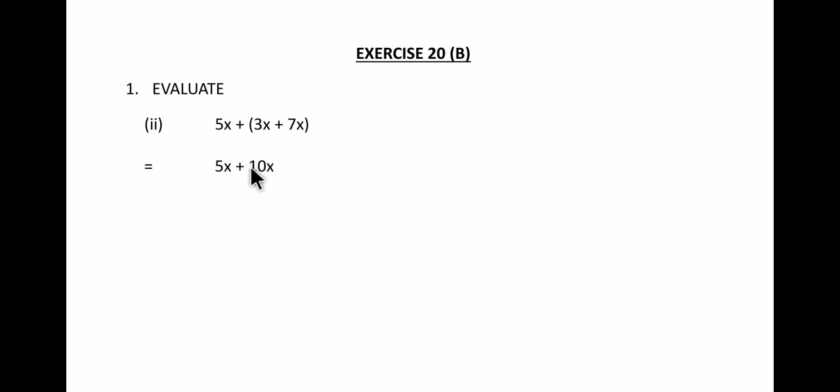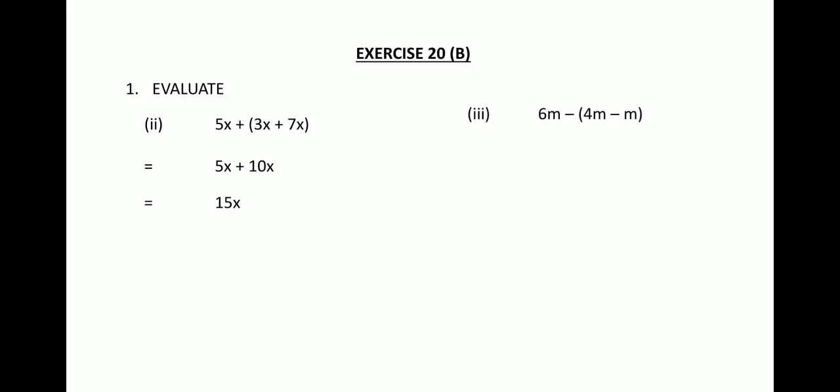Now when you remove the bracket, you can simply remove it because there is no minus sign that you need to be afraid of. So there is a plus sign, you can simply remove the bracket. Now you see 5x and 10x, the like terms, and they can be added and you'll get the answer as 15x. 15x is the final simplified answer.